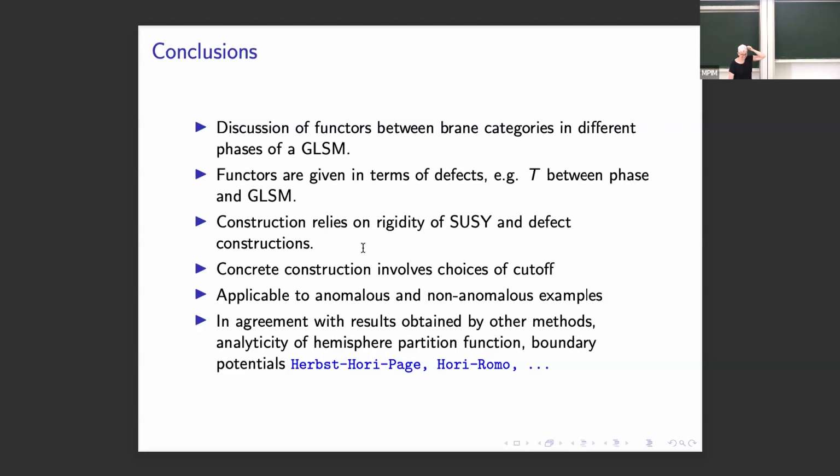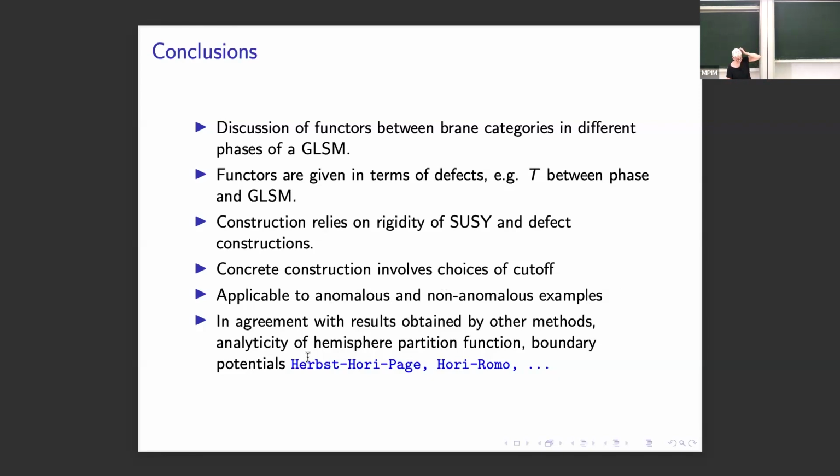Then my construction relied heavily on the rigidity of supersymmetry and of defect constructions in such theories. My concrete construction involved a choice of certain cutoffs, and in examples we see that these choices of cutoffs exactly represent the choices of perturbation in the physical model, or paths in the physical model. It is applicable to anomalous and non-anomalous examples. So we can look at moduli spaces, and we can also look at relevant flows. There are different classes of examples that in a physical context tend to pose some problems, and it's in agreement with results obtained by other methods.